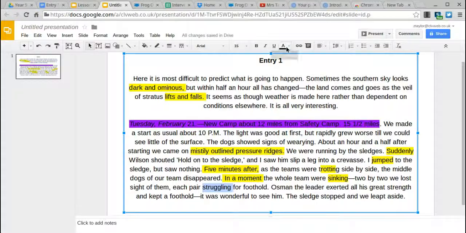Again, these verbs which add that further description and tension.